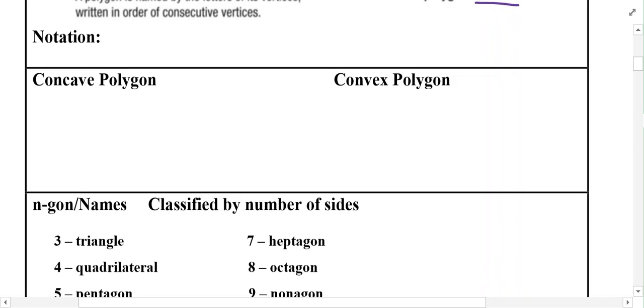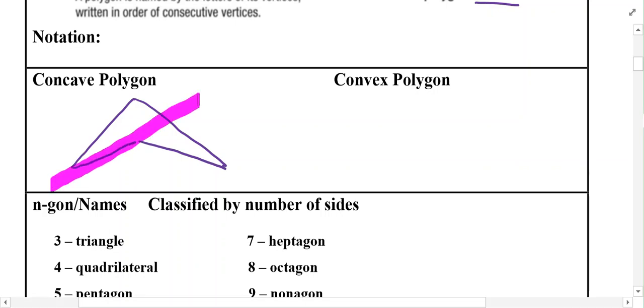In this course, we'll only be studying convex polygons, or we'll look at a few concave, but all of our formulas and our theorems apply to convex polygons. The difference between convex and concave is that if you draw a figure that is concave, it kind of caves in on itself. And if you draw a line through each of the sides, it intersects or goes through the interior of the figure.